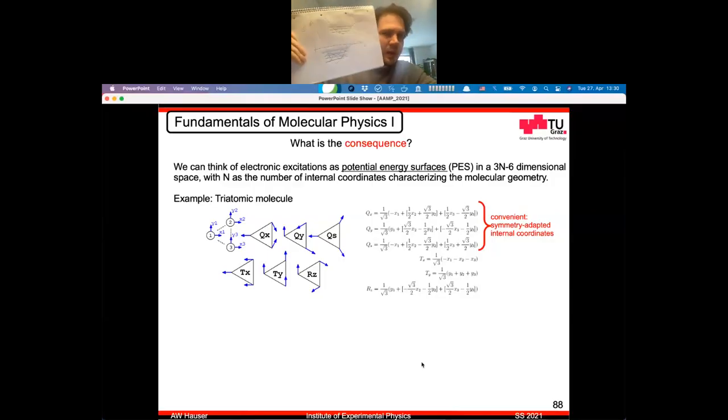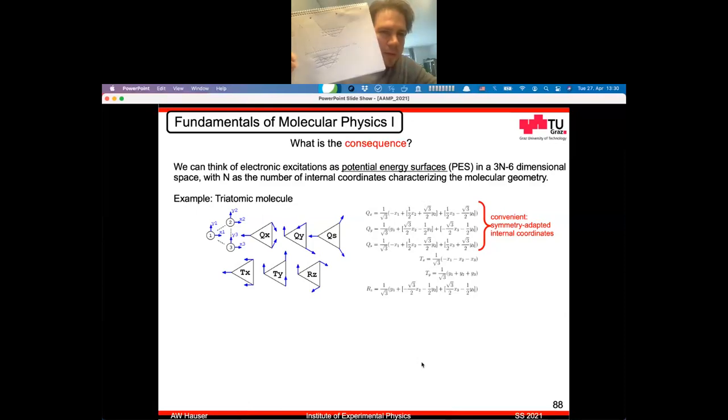So this means for these two electronic states, the Born-Oppenheimer approach is working nicely. And my total wave function of the molecule is the electronic wave function that describes this potential, multiplied by the nuclear wave function that corresponds to some vibrational state in this potential.